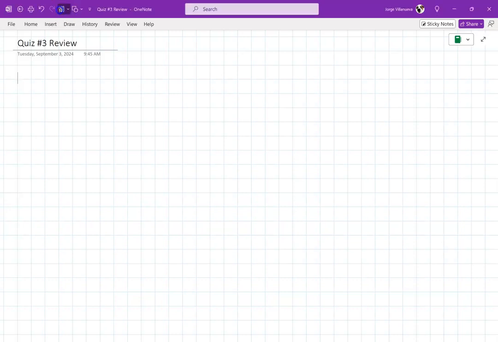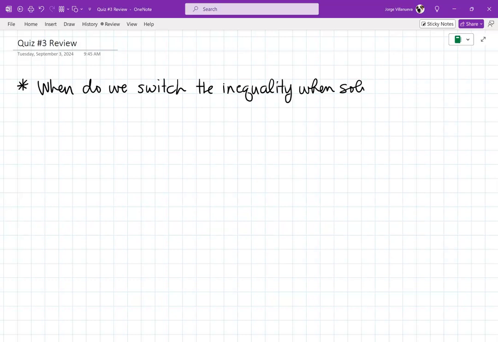So when you're doing this, I'm going to put just an abbreviated version of it. When do we switch the inequality when solving? This is a shortened question, okay? It's not the same one. On the quiz, it's going to say, when do you switch the direction of the sign when solving an inequality problem? That's what it's going to say in the actual quiz. But when do you switch the inequality when solving?